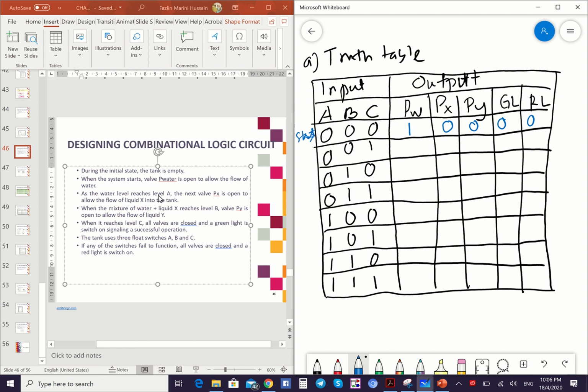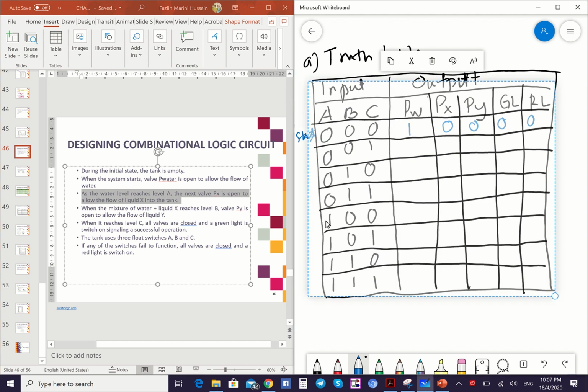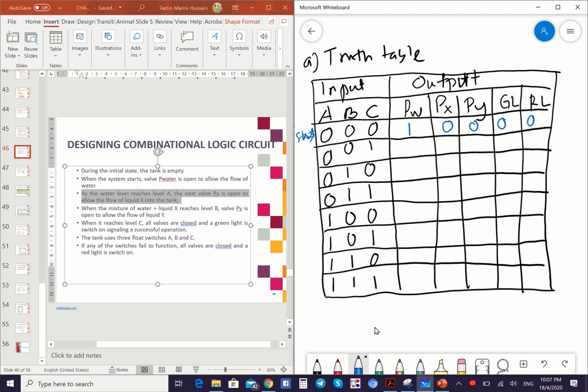Next, as the water level reaches level A, the valve PX is open to allow the flow of the liquid X into the tank. You need to find the combination that shows the water level reaches level A. That means you need to find A equal to 1, float A on. You have four combinations with A equal to 1. Which one represents this statement? Only this combination shows level A. So when the water reaches level A, the next valve PX is open.